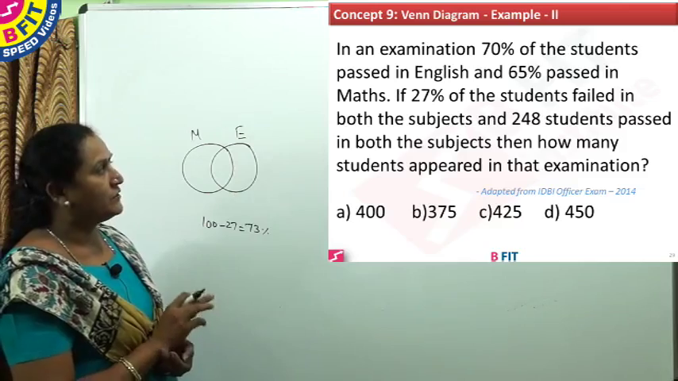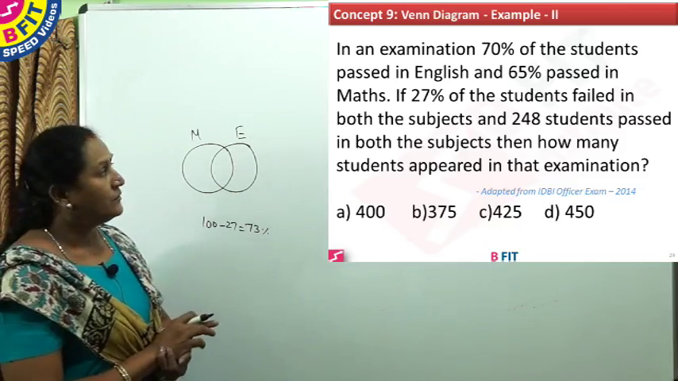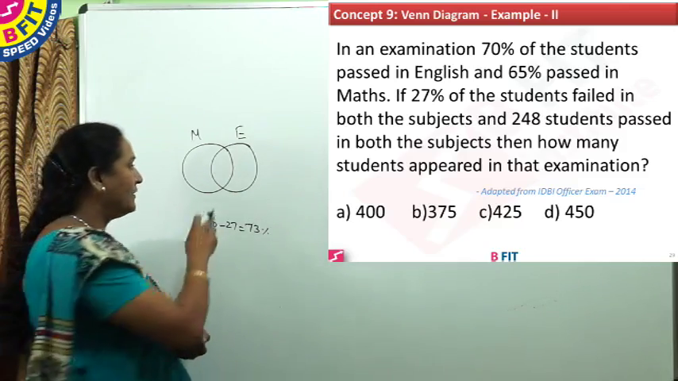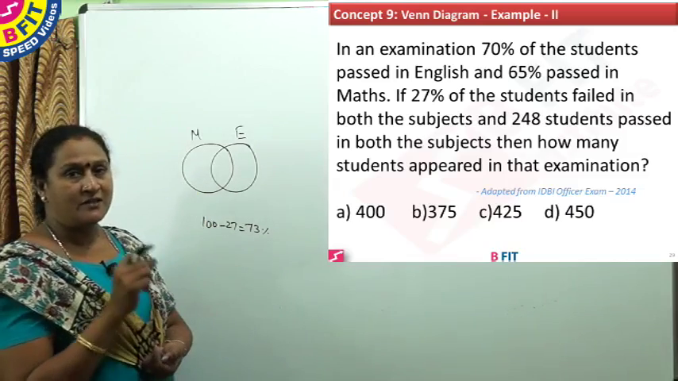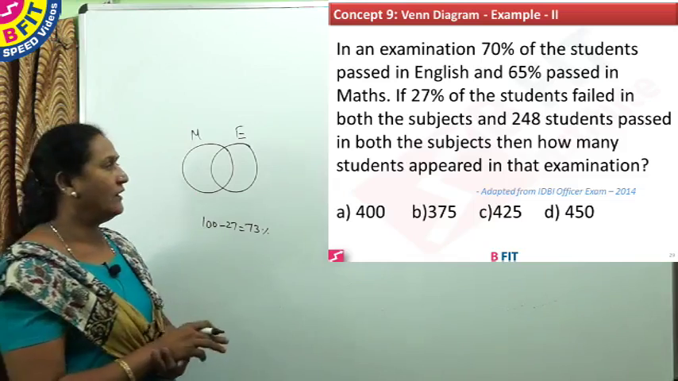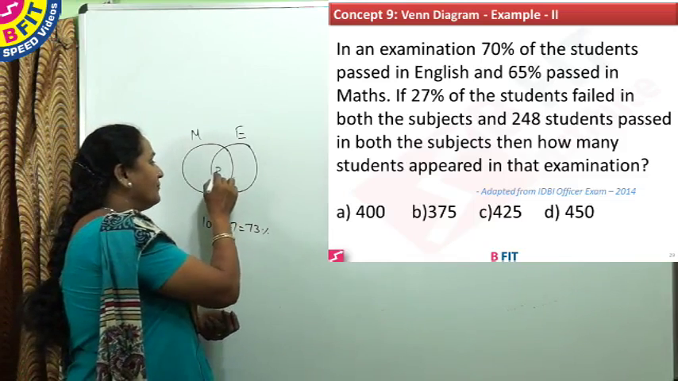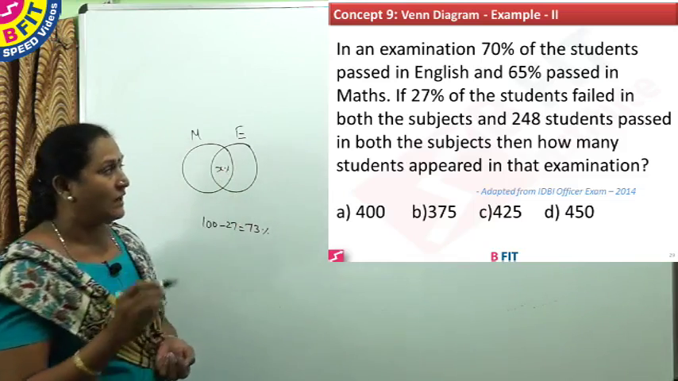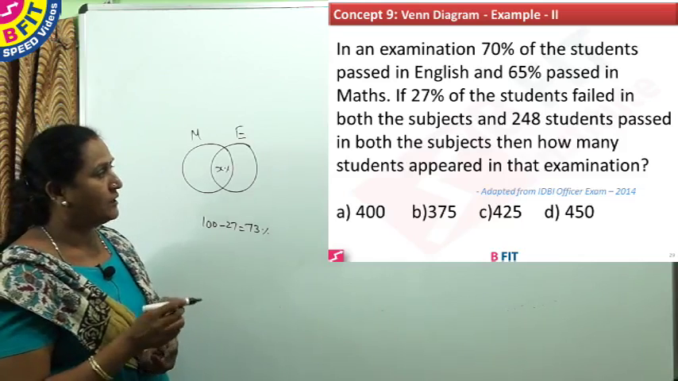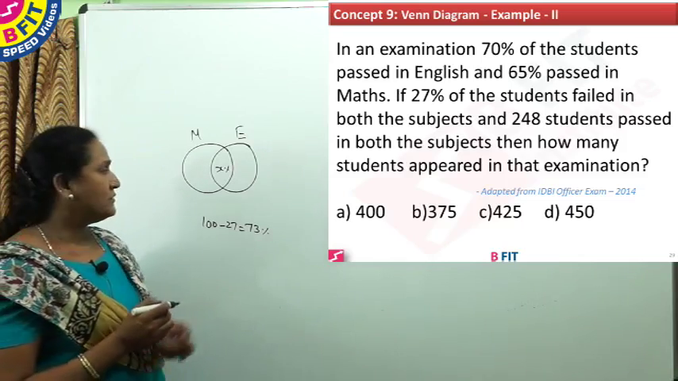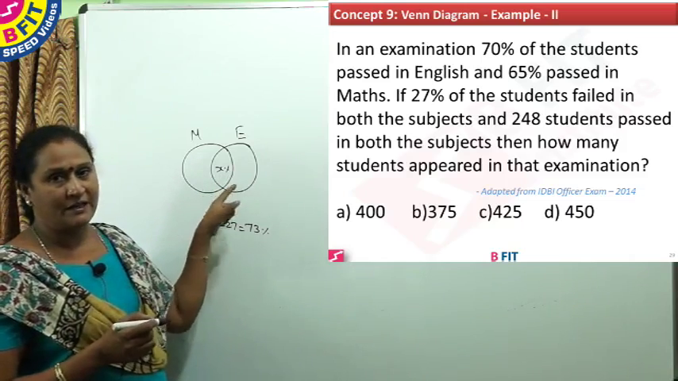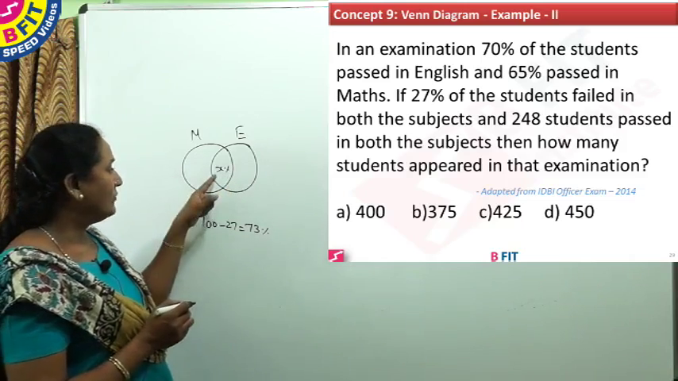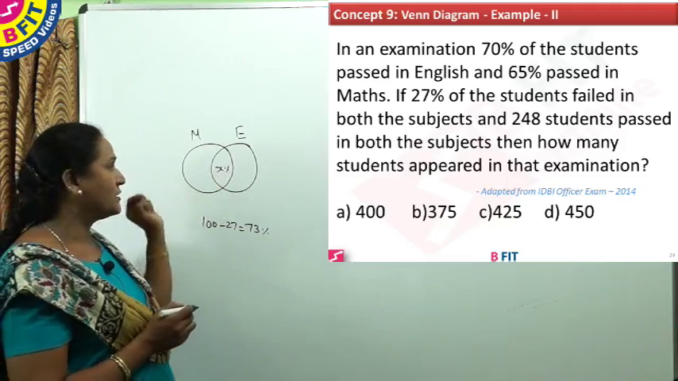And what percent of the students passed in English? It is 70%. So we have to fill the intersection part. But in this question, the intersection part percentage is not given, so we'll take that as X%. But the value is given: 248 passed in both the subjects. So we'll work out with percentages and find what percentage we get here. So now, taking the intersection part as X%.